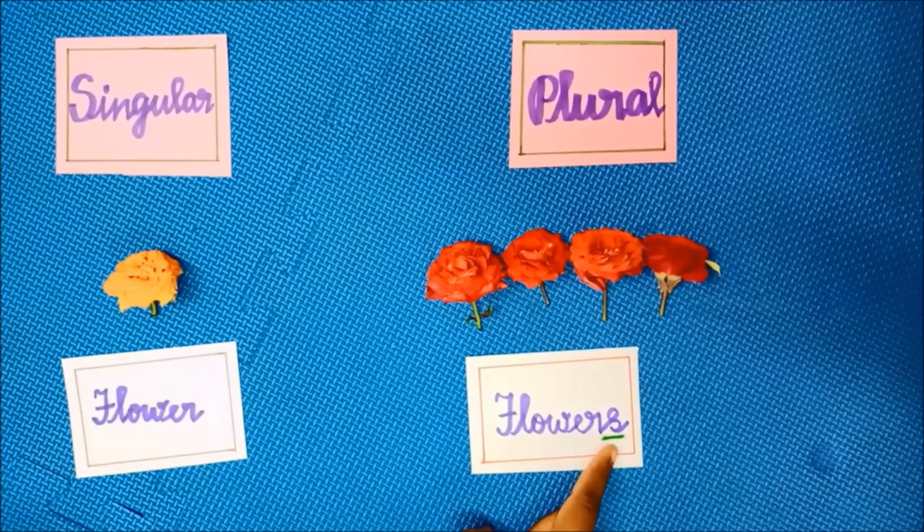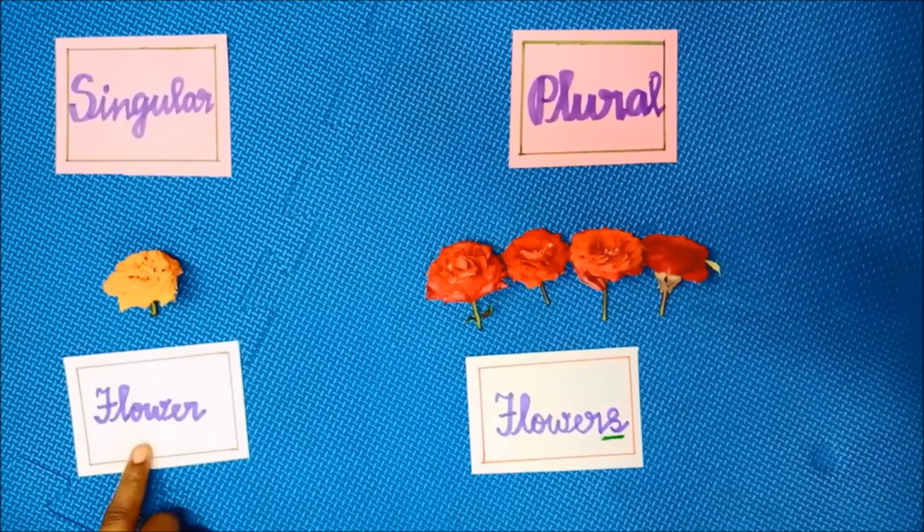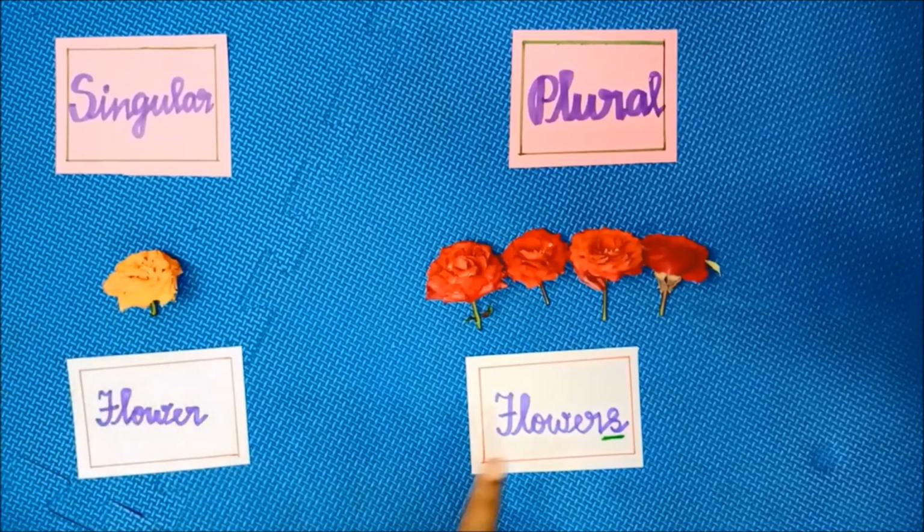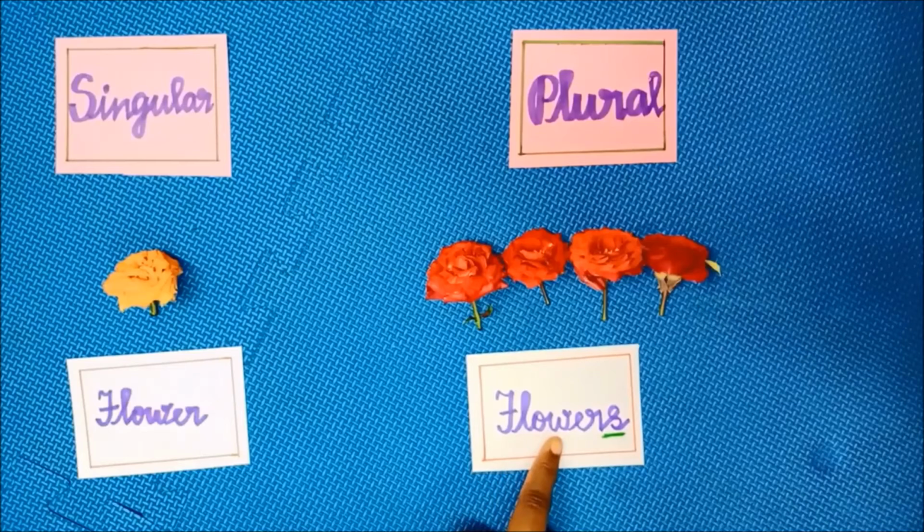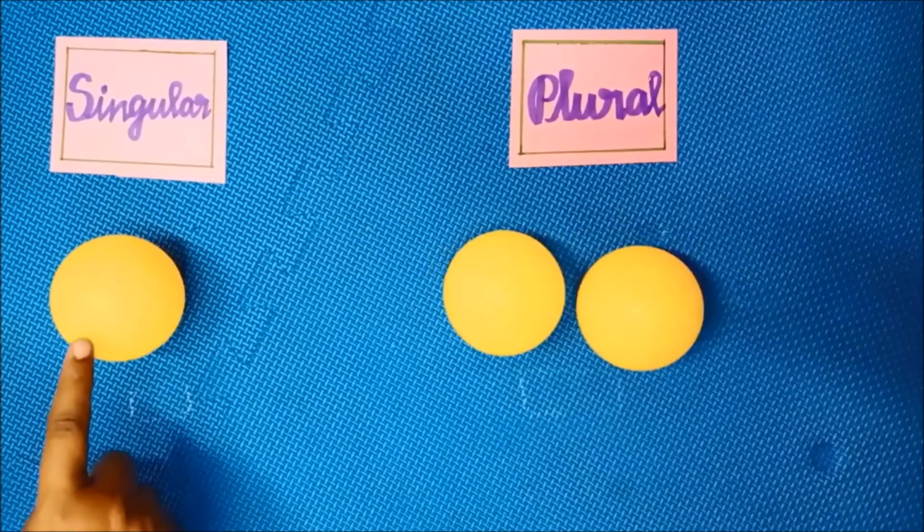Flowers. The singular form of flower is flower because here I have only one flower. Here I have 4 flowers. So the plural form of flower is flowers. Flowers.